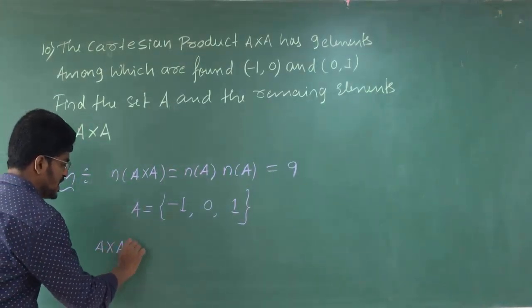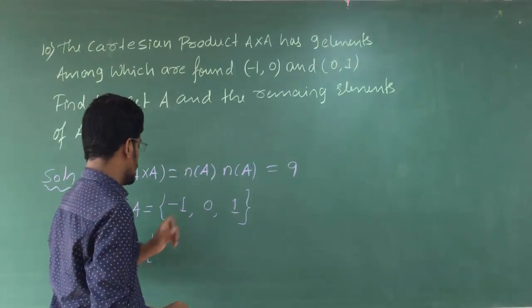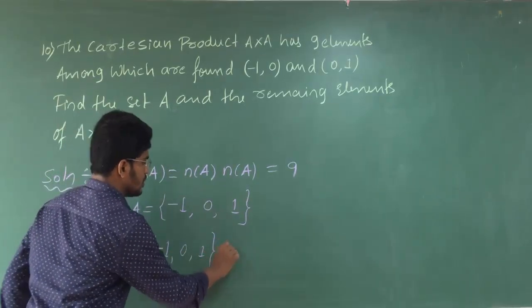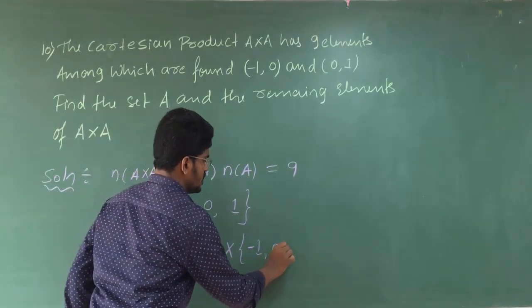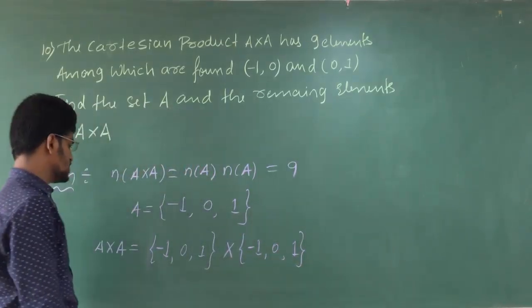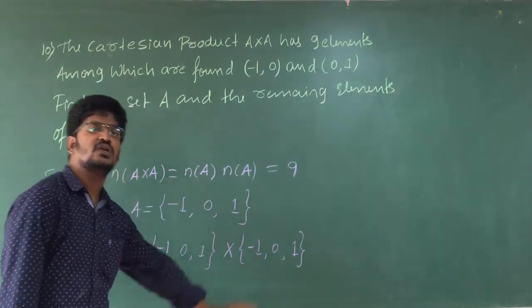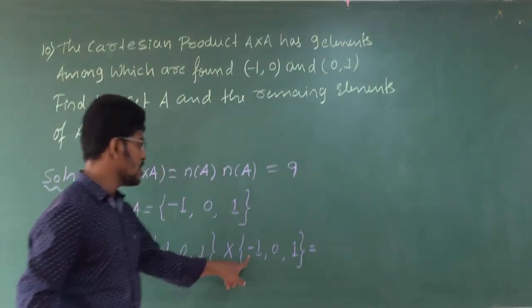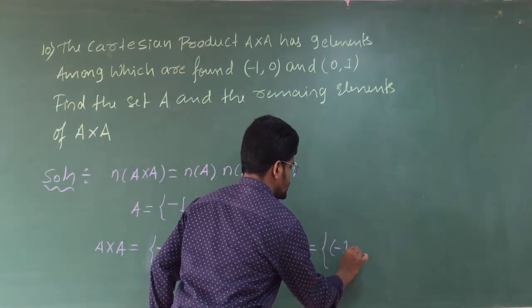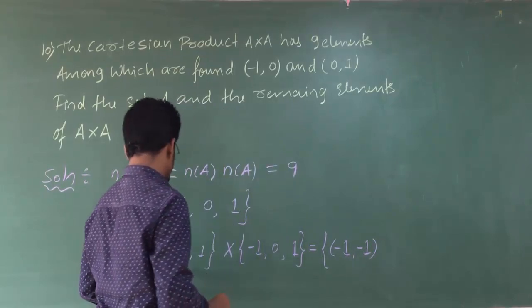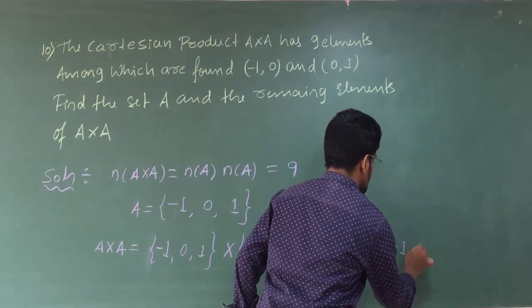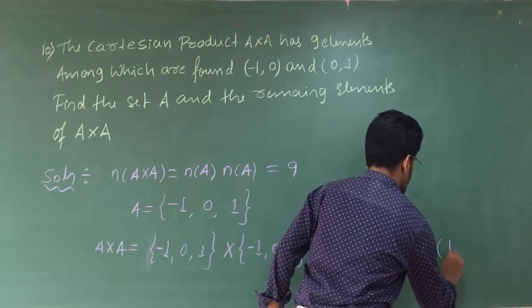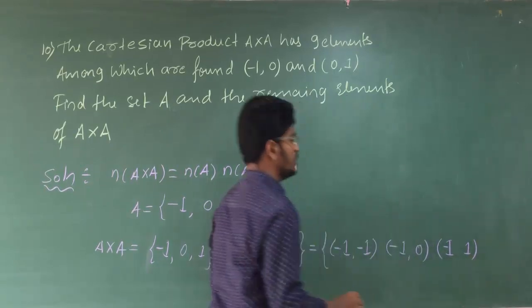So A cross A is equal to, see here, this is already A, -1, 0, 1, cross with -1, 0, 1. Clear? Because A cross A means the same set is done with cross product. I will write here the elements. The first element will be -1, -1. The next element will be -1, 0. And the next element will be -1, 1. Clear?